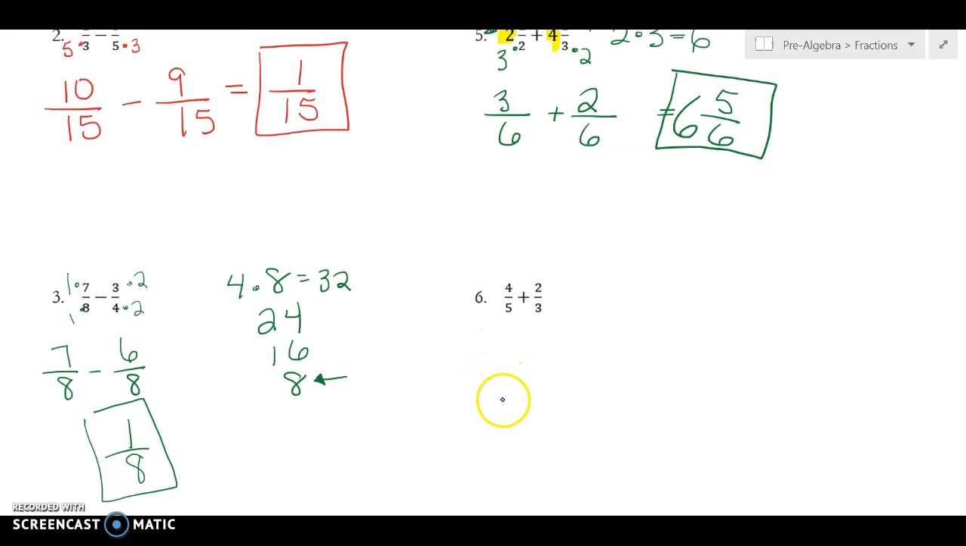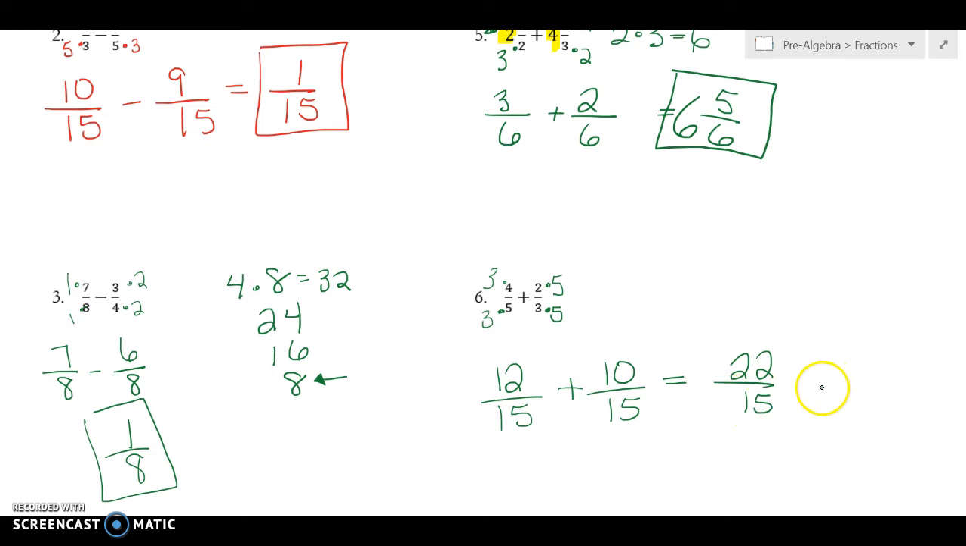Over here, another 4, 5, and 3, so we know that. We've had a lot of those. 15, so I multiplied the 5 by 3, so I get a 12 on top. And I multiplied the right one by 5, so I get a 10 on top for that one. I have common denominators. I made equivalent fractions, so I can add 12 plus 10 is 22. And remember, I don't want improper fractions. 15 goes into 22 one time. And then to find my remainder, I'm going to subtract. And so it's 7. And there's your answer.